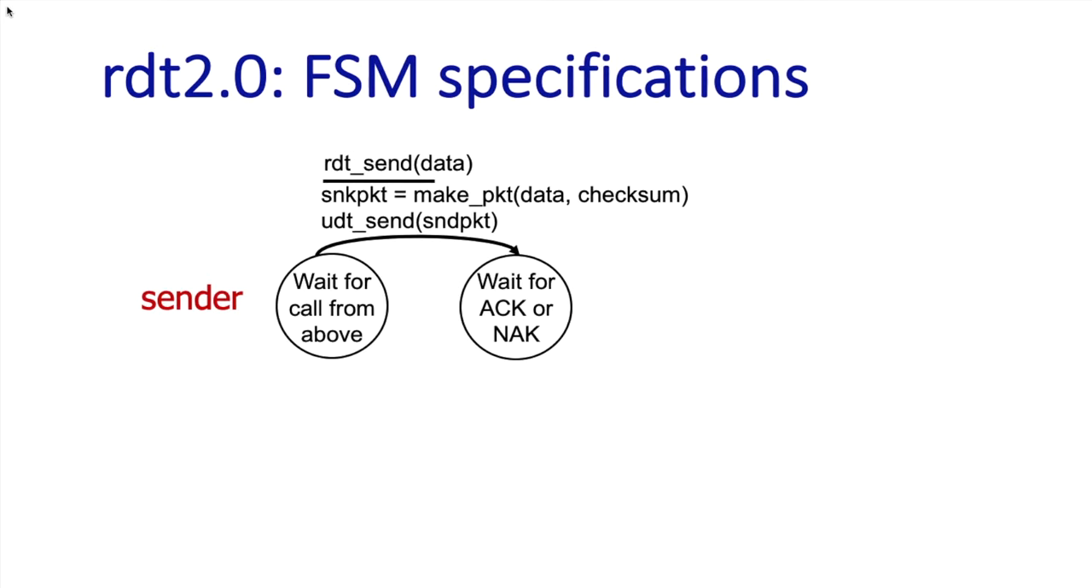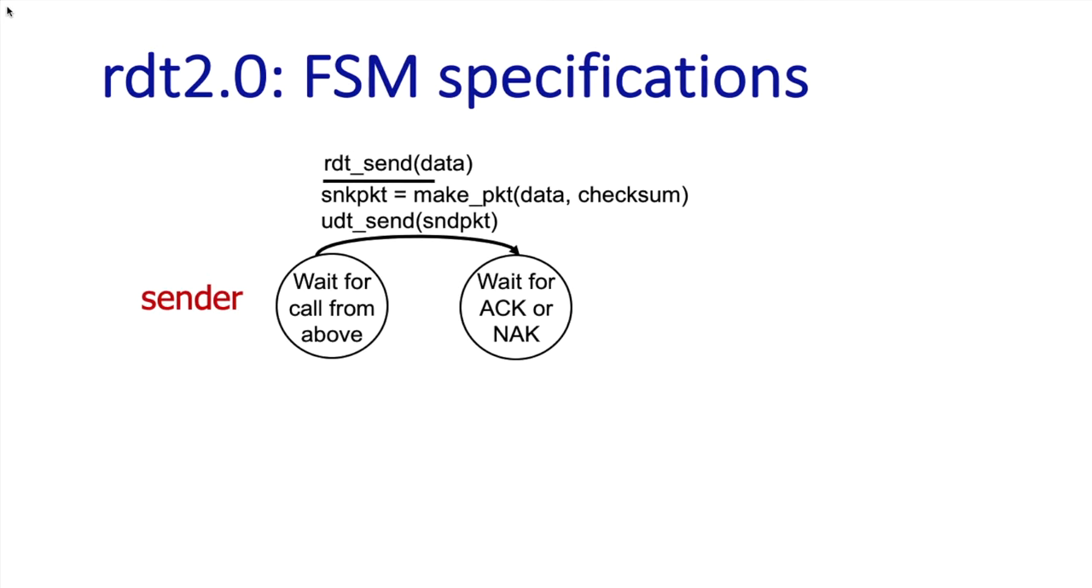Well, we've seen how RDT 2.0 can recover from flipped bits on that sender to receiver transmission, but there's a fatal flaw here. Can you see what it is? Here's the issue. What happens if an ACK or a NACK is corrupted? We actually haven't taken care of that.